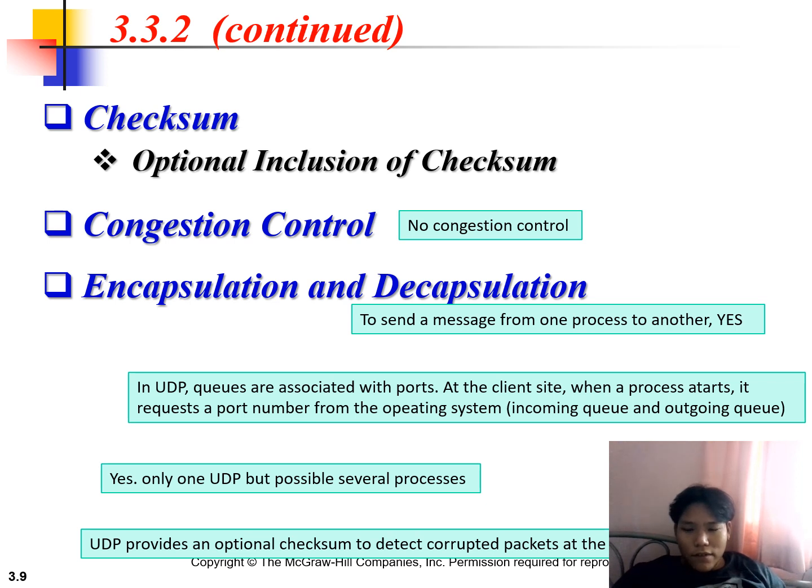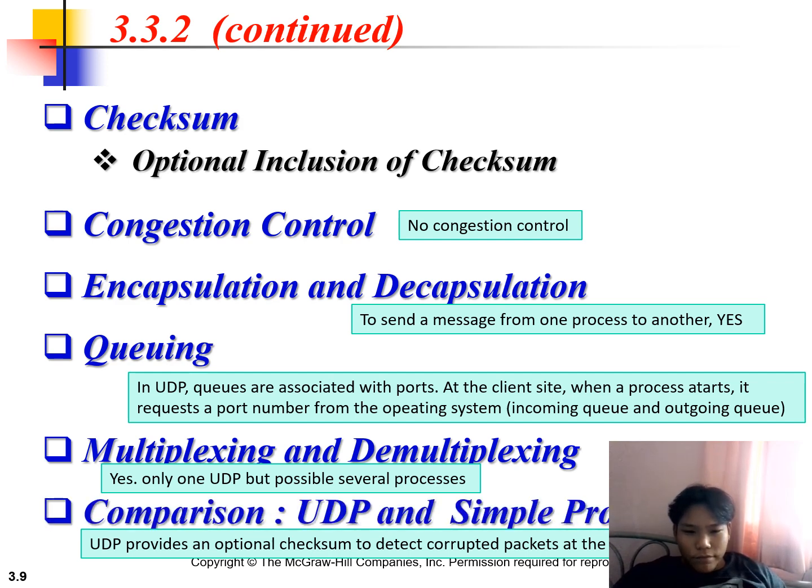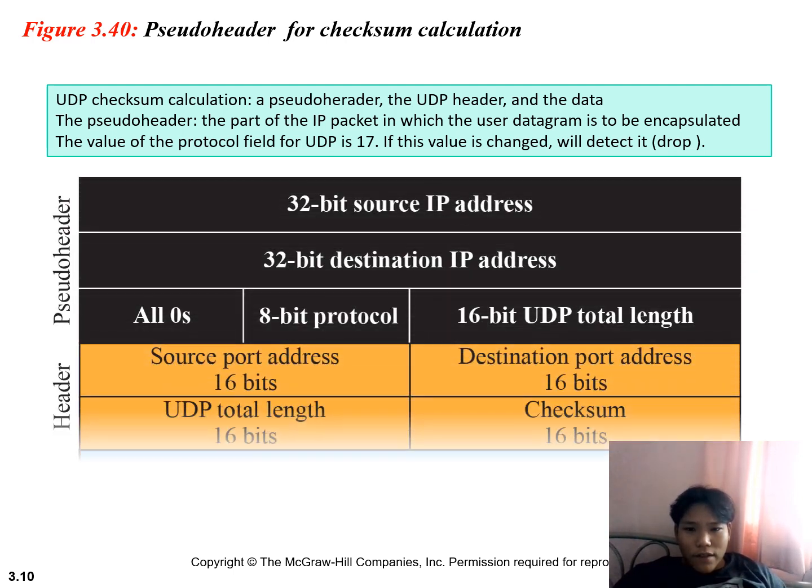Encapsulation and decapsulation: to send a message from one process to another. Queuing: UDP queues are associated with port. At the client side, when a process starts, it requests a port number from the operating system. Incoming queue and outgoing queue. Multiplexing and demultiplexing: only one UDP but possibly several processes. Pseudo header for checksum calculation.